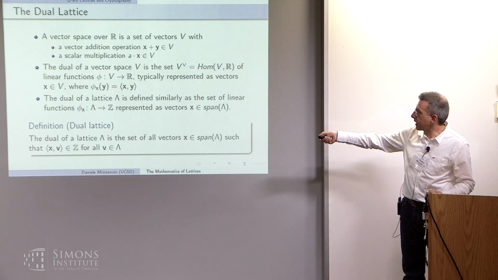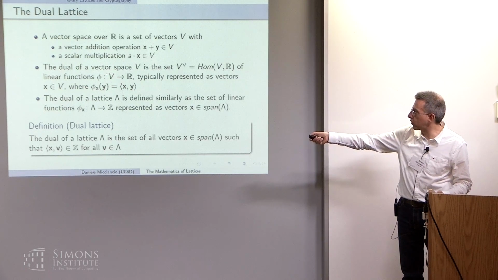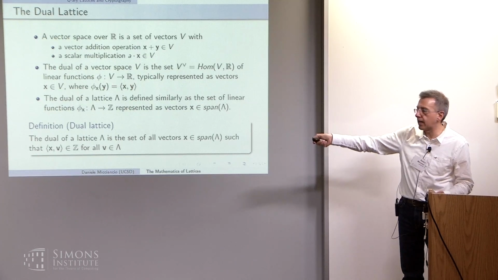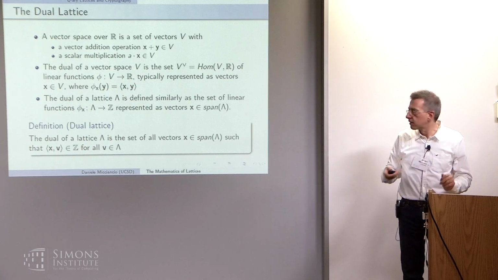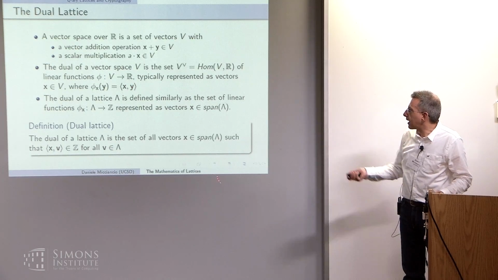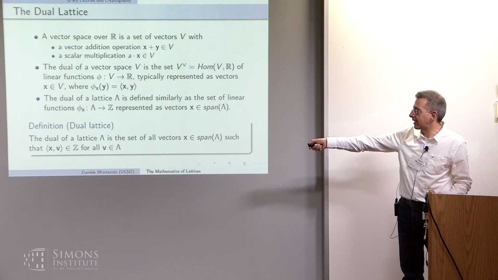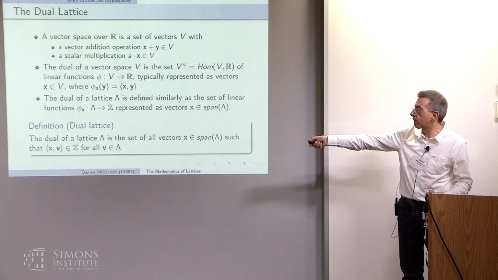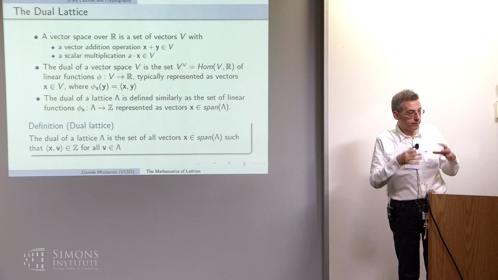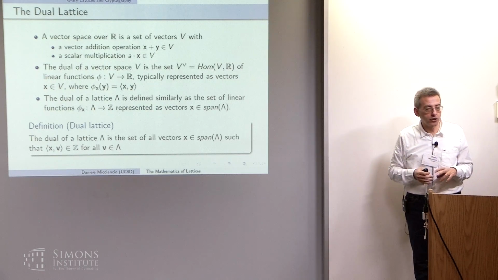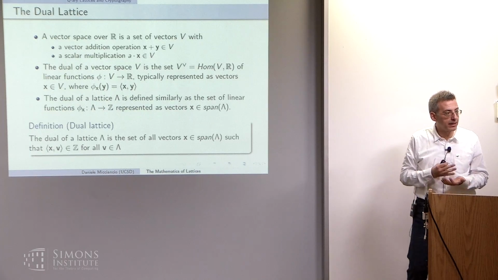And now linear functions can be easily represented as scalar products. So any linear function from V to R can be represented as a function that takes a vector y as input, and takes the dot product between y and some vector x, which defines the linear function. And so it is a linear function from V to the real numbers. Now the dual of a lattice can be defined similarly as the set of linear functions from the lattice, which is a subset of the vector space, the set of lattice points, to the integers. So we want only linear functions that produce an integer value as a result, rather than arbitrary linear functions.